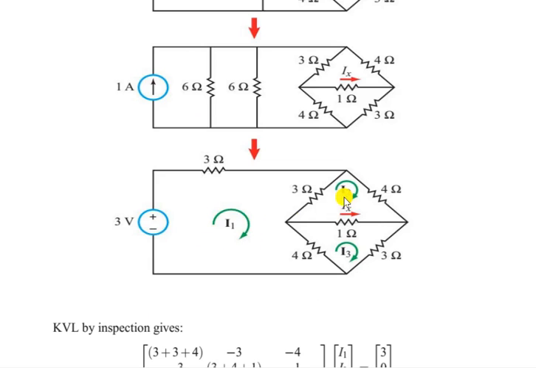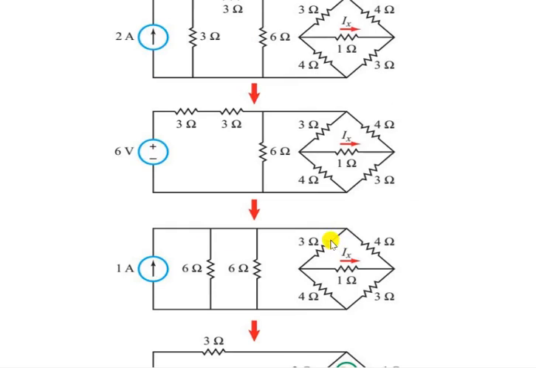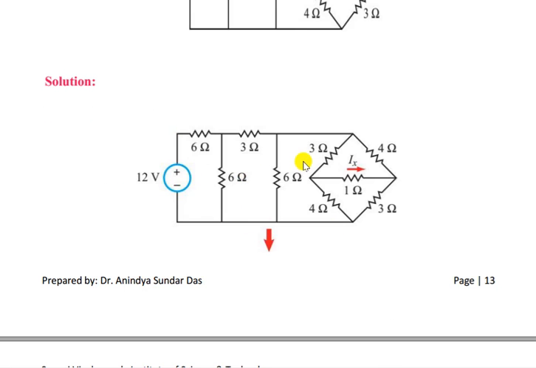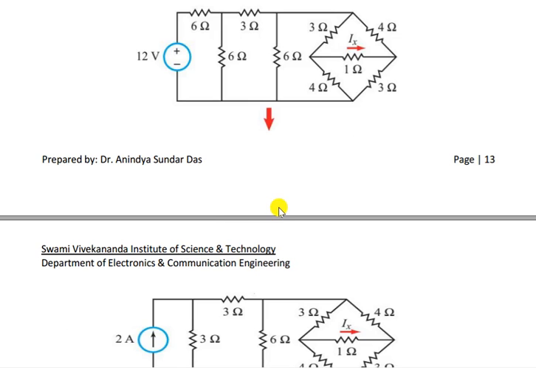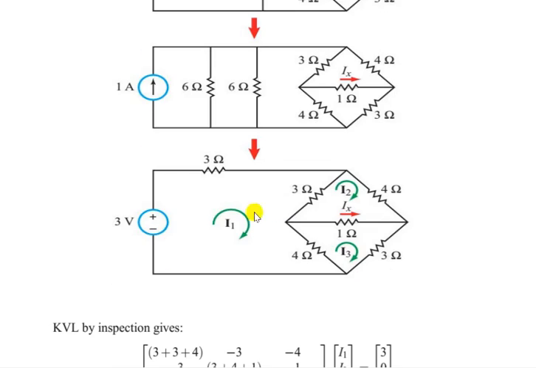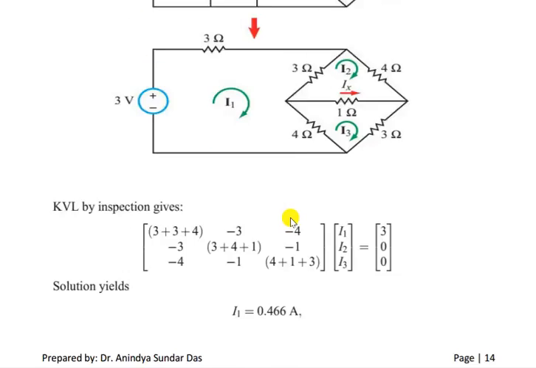So what happened? Now we have only 3 meshes. Previously we had 1, 2, 3, 4, 5 meshes. Now just by doing the source conversion, voltage source to current source, current to voltage source, we reduced to 3. Now say we have to solve it by inspection. For I1, what is the value? For I1, we have to write the variables I1, I2, I3 equal to the constant term here. Okay, and here we have to write the resistance value.